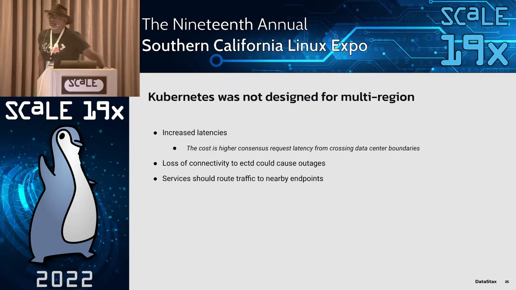Kubernetes, on the other hand, was not designed for multi-region. A lot of that goes back to the networking design that was made, where you assume that each pod is able to talk to another pod, right? And more so, they all need to be in a flat network, right? So it becomes a little hard to do that.